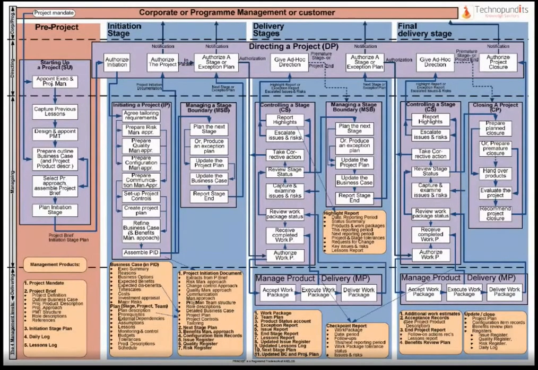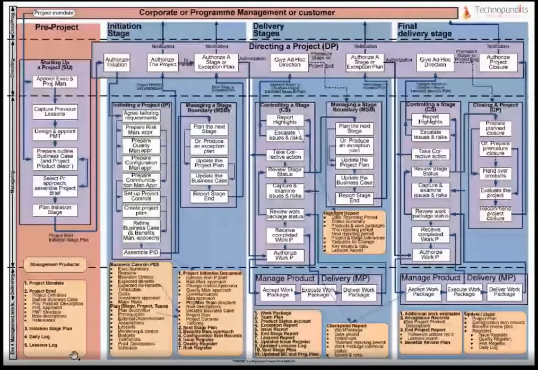Now if you see, there are a few orange boxes below over here, right? So it's called management products. These orange boxes are actually talking about which are the management products that will be created as part of this particular process. So when you're doing starting up for project process, which management products will be created are put up here in the orange boxes.